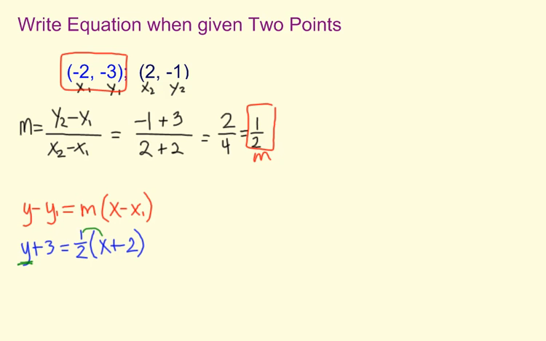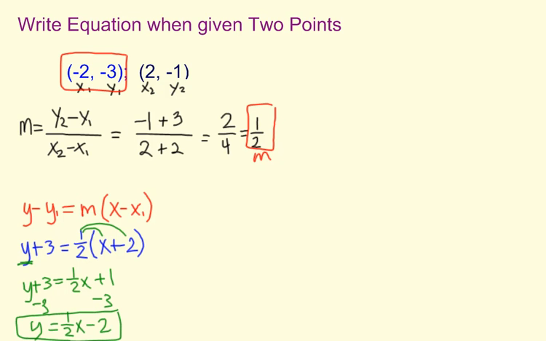We'll start by distributing this 1/2. So we have y plus 3 equals 1/2 x plus 1/2 times 2 is 1. Last step, subtract 3 from both sides, and we have y equals 1/2 x minus 2. So there's one of our answers. That is slope-intercept form.